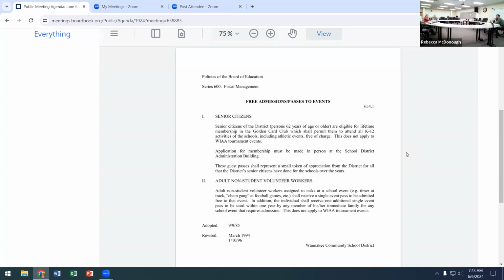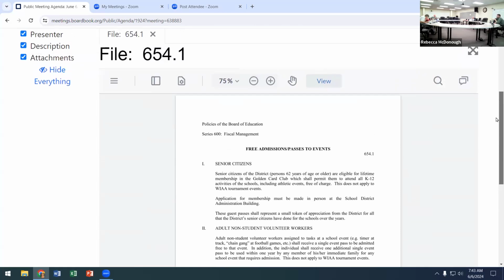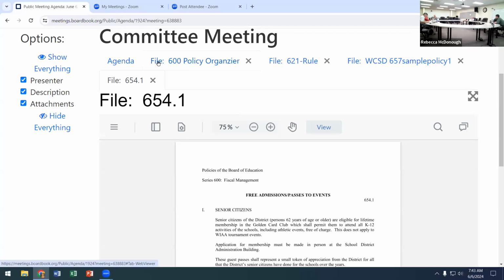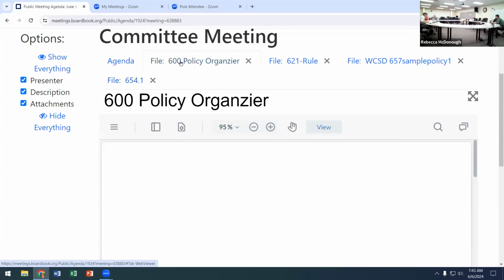So we have different types of passes. I mean, you guys get them as school board members. I have a lifetime pass to all Badger Conference events. And then there's other ones that get passed out. There's the gold card, which is a senior citizen pass.